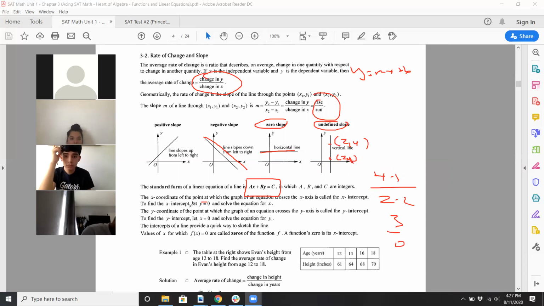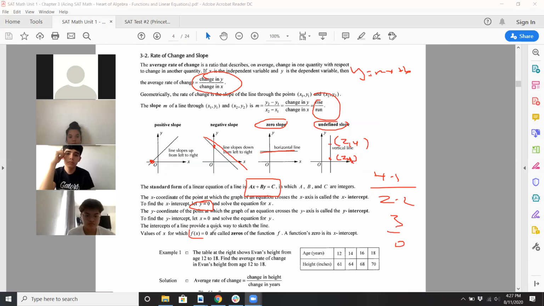X-intercepts are when y is 0. So if you're touching the x-axis, y is 0 here, then of course that's the x-intercept. Y-intercept is when x is 0. So when you're touching the y-axis, that's an x. Sorry, that's a y-intercept when x is 0.